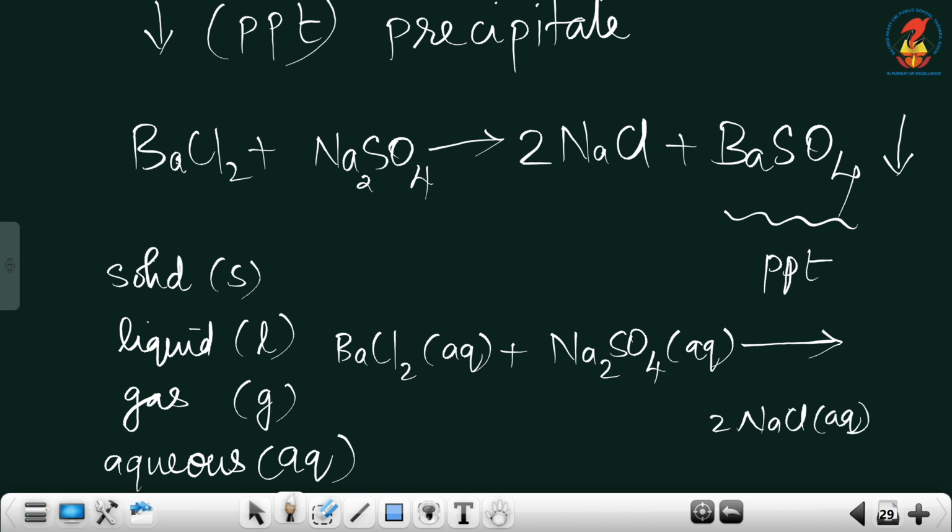NaCl, that is also aqueous. And BaSO4, barium sulfate, is a precipitate, which is indicated by the downward arrow. So, all these are known as state symbols. S for solid, L for liquid, and G for gases, and dissolved in water it is written as aqueous. That will be mentioned there in the brackets of the products as well as the reactants.